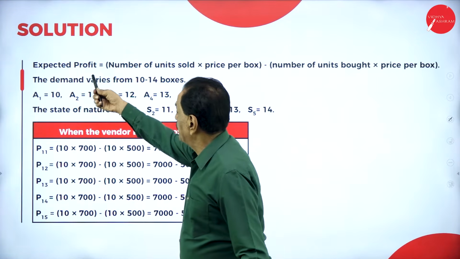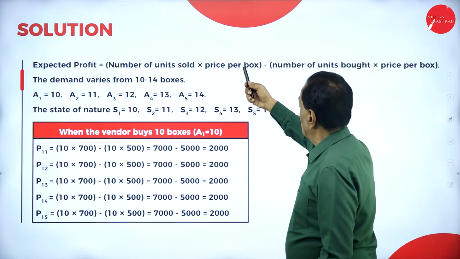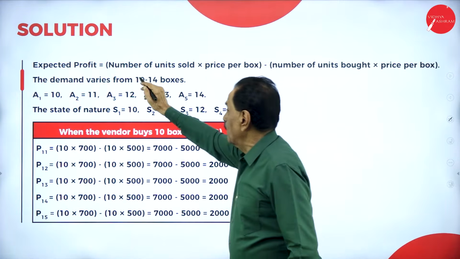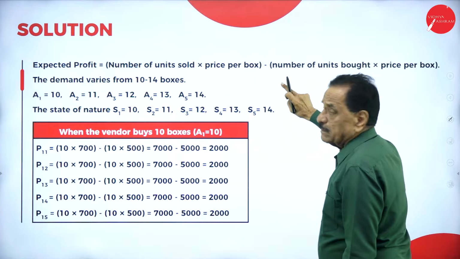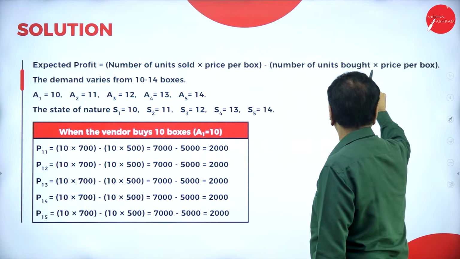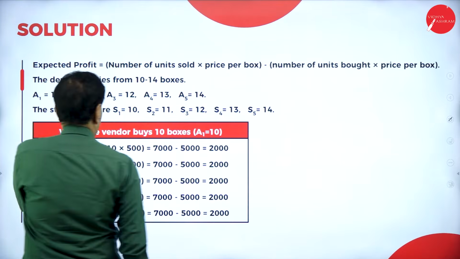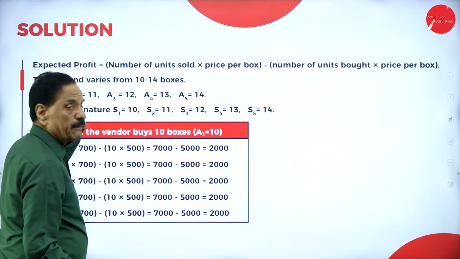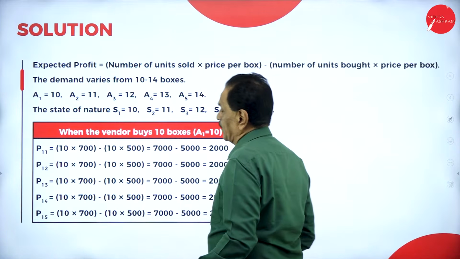See that expected profit or payoff is equal to number of units sold multiplied by price per box, minus number of units bought multiplied by purchase price per box. The demand varies from 10 to 14 boxes. A1 is 10, A2 is 11, A3 is 12, A4 is 13, A5 is 14.